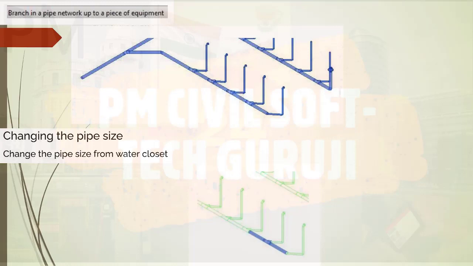Then move your mouse cursor over a drain pipe. Don't click. Press the Tab key twice on your keyboard until you see the pipes are selected. Listen carefully. You should see this in the status bar: Branch in a pipe network up to piece of equipment. Then click your mouse to select the pipe.